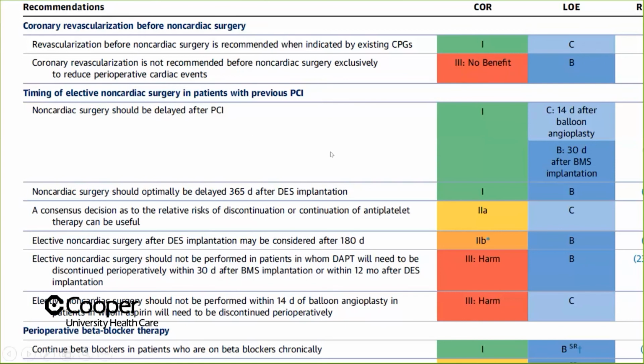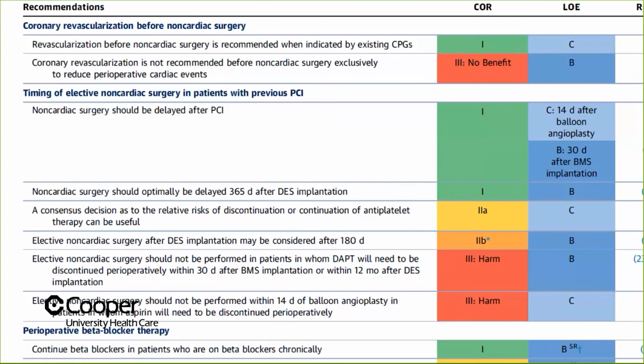Now, this is important here. Non-cardiac surgery should be delayed after PCI. So if somebody's had a PCI, then we have to delay 14 days after balloon angioplasty, 30 days after bare metal stent, or 1 year after a drug-eluting stent. And that's a class 1 indication from these guidelines. So keep that in mind.